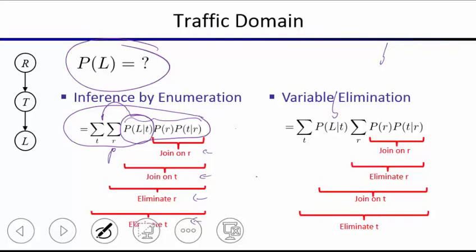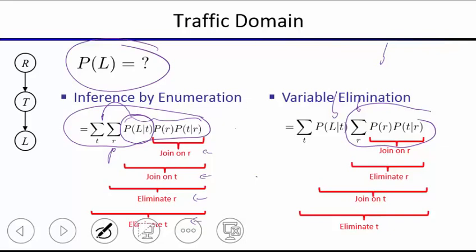Once we do that, here we have a summation over R, and behind it all the factors that have R participate in it. We do the join on all the factors that have R participate in it. Then we can do the summation over R. And then we can move on to do a join on the next variable, which is T, and sum over T.